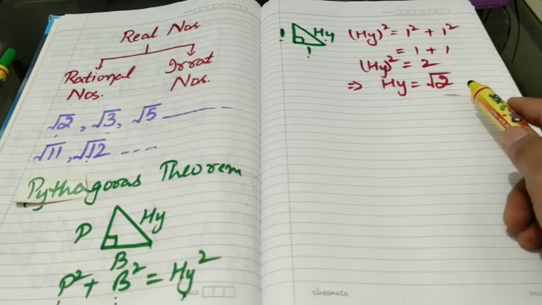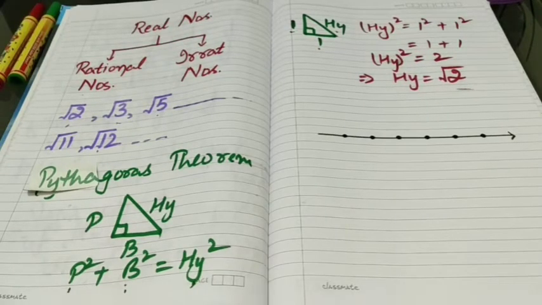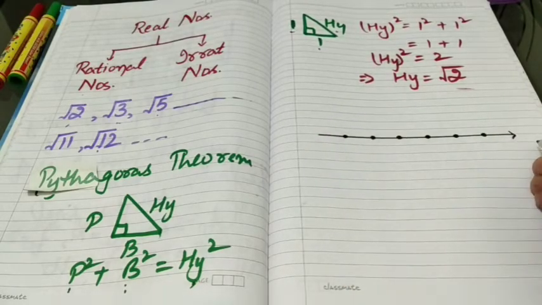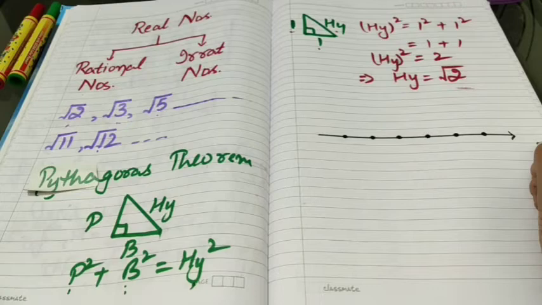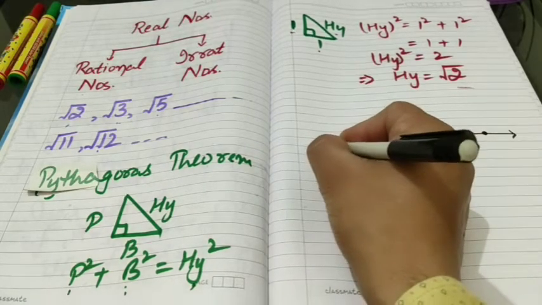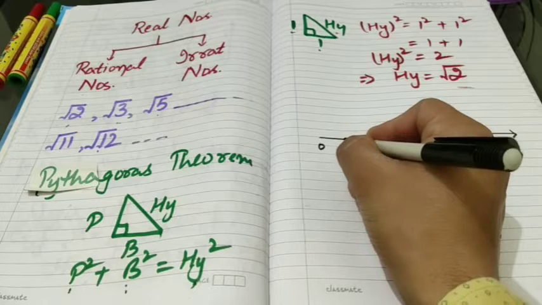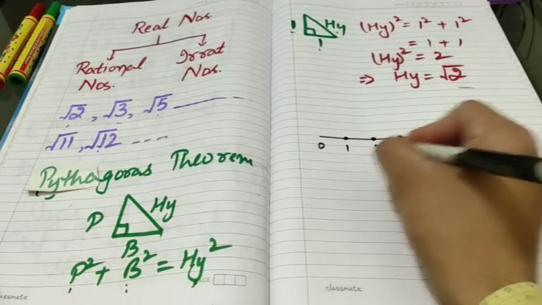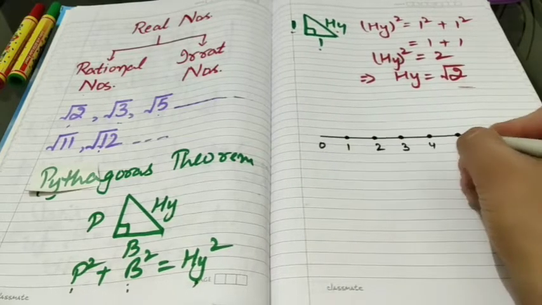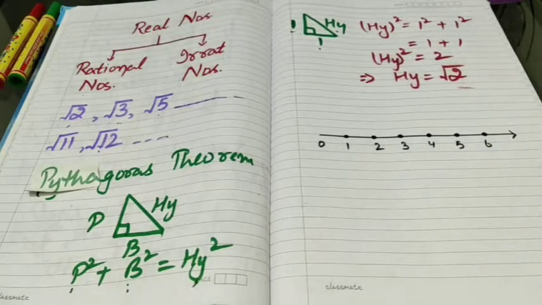For this we have to make a number line first. Draw a number line with appropriate scale. Here I have drawn a number line and the scale which I have chosen is 2 cm equals 1 unit. So here is a number line, and let's give the numbering 0, 1, 2, 3, 4, 5, 6.